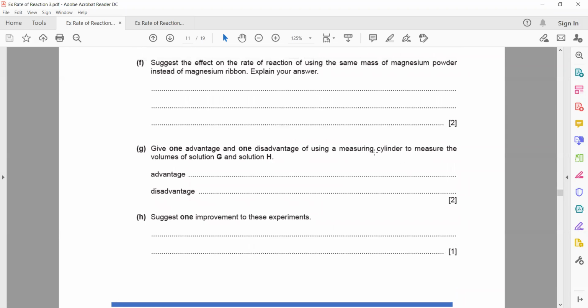Give one advantage and one disadvantage of using a measuring cylinder to measure the volume of solution. What is the advantage of using a measuring cylinder? We can transfer quickly. Like if I want to transfer the solution, I can transfer the solution quickly. That's an advantage. But what is the disadvantage of using a measuring cylinder? It is not accurate in measuring the volume.